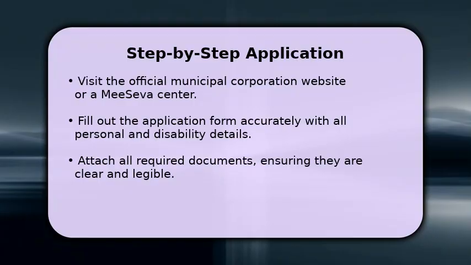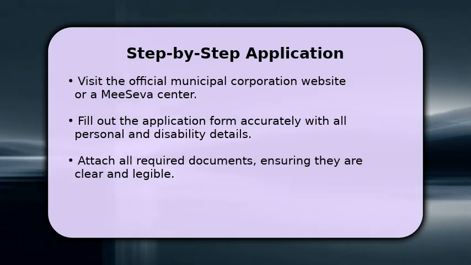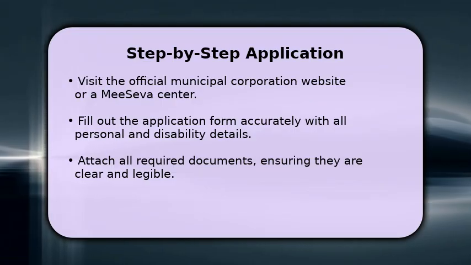Applying for the pension can be done in a couple of ways. You can visit the official website of your municipal corporation, such as the Greater Warangal Municipal Corporation, or obtain an application form from a Mee Seva center. Carefully fill out the form, providing all necessary personal and disability information. Attach all your supporting documents, then submit your application.